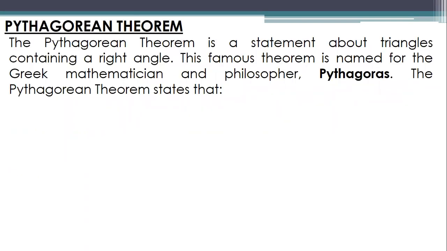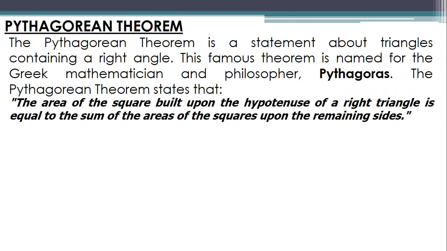The Pythagorean theorem is a statement about triangles containing a right angle, so it's about a right triangle. This famous theorem is named for the Greek mathematician and philosopher Pythagoras, and it has more than 100 proofs. It states that the area of the square built upon the hypotenuse of a right triangle is equal to the sum of the areas of the squares upon the remaining sides.